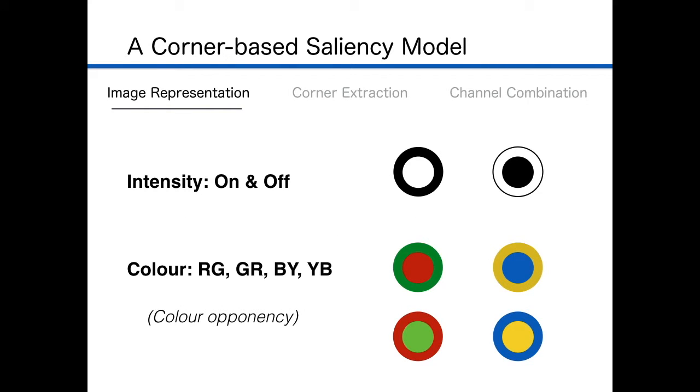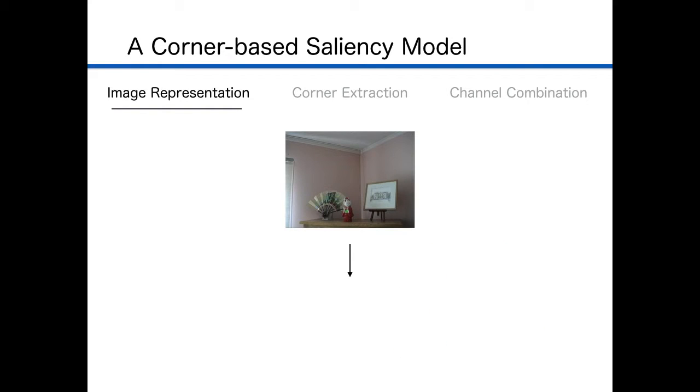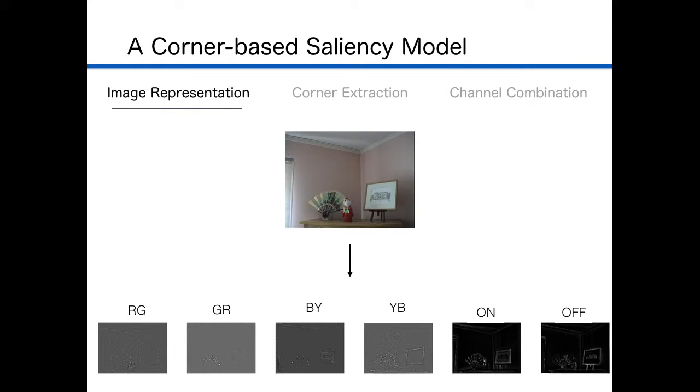At the first stage, an input image is separated into 6 channels, 2 for intensity and 4 for color. We can think of it as a color space for our visual system. For example, this input image is separated into 6 channels.